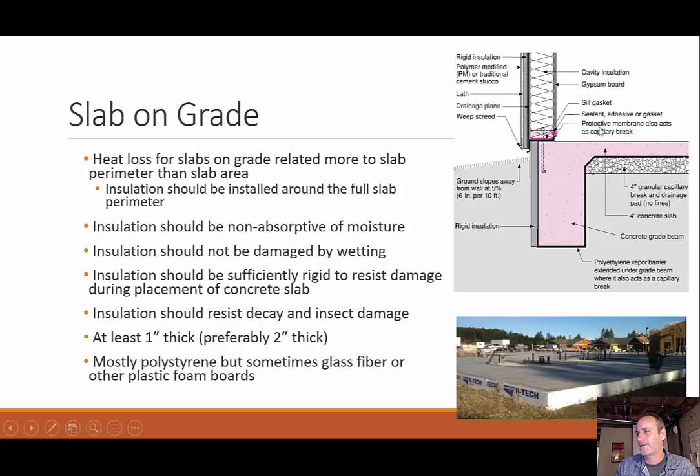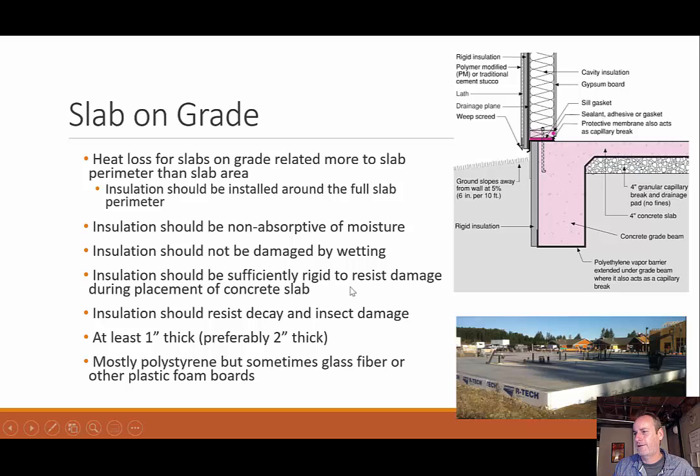The majority of heat loss is around that perimeter of the wall, so that's the part that really gets the insulation. Of course, it should be non-absorptive of moisture, because if you are underground, then you're going to have water filtering through your soil and coming up in contact with that rigid insulation, and the last thing you want to do is have that either start to decay your insulation or absorb into your insulation. So this is the decaying part, right? It shouldn't be damaged by the wetting, so it shouldn't absorb in there.